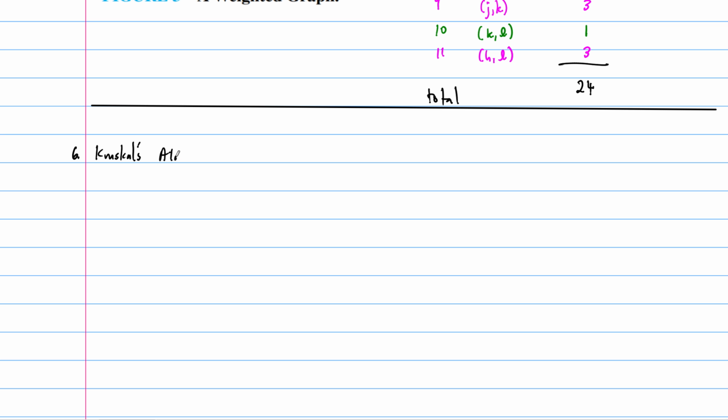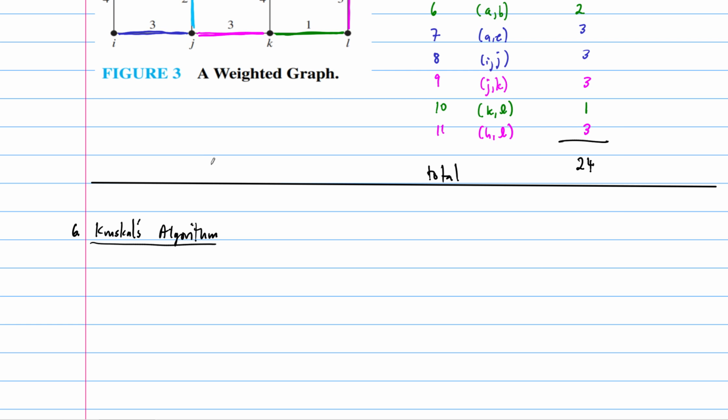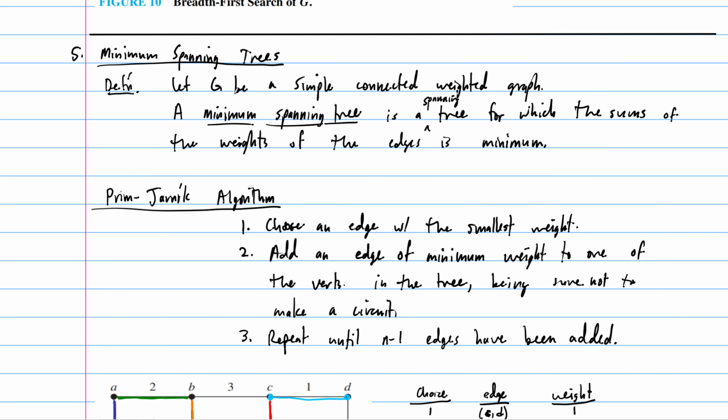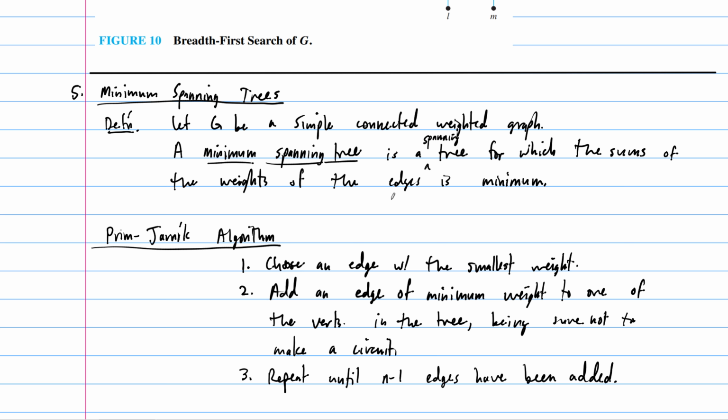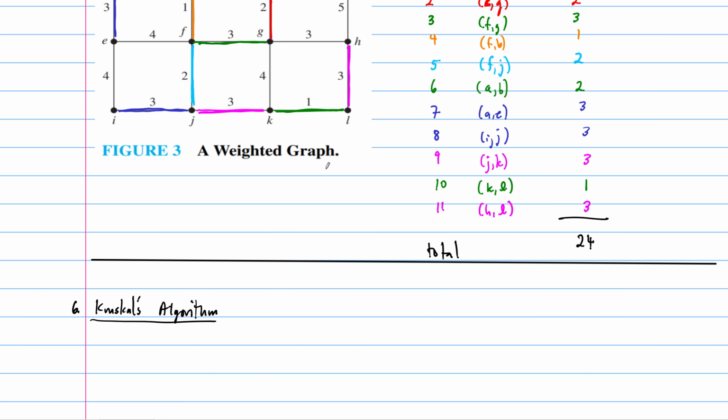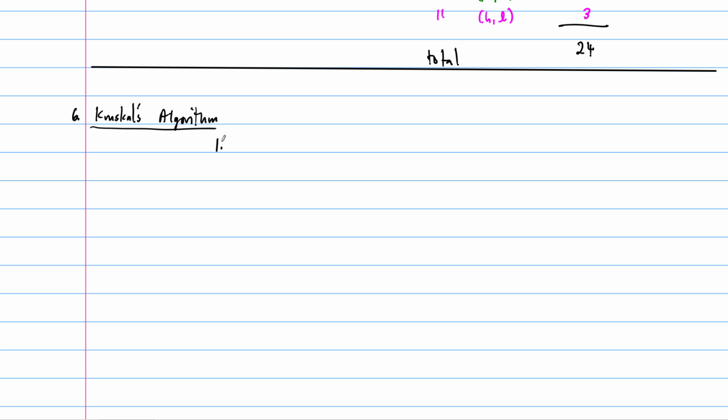So this one's Kruskal's algorithm. This one's also for finding minimum spanning trees of weighted graphs. So same deal as before. We have our simple connected weighted graph, and we want to try to find a minimum spanning tree. So it's very, very similar, this algorithm. It's a little bit different.